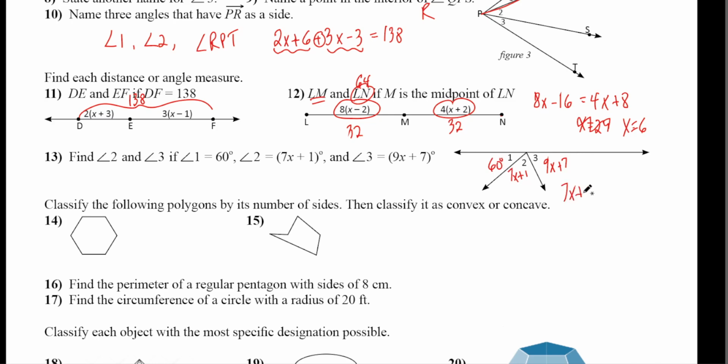So 7x plus 1 plus 9x plus 7 plus what? 60 equals 180. Then you do your work. You solve for x. What number is this? 13. X is 7 once you do your math. And then you just plug them in to find this and to find this. Is this coming back to you?